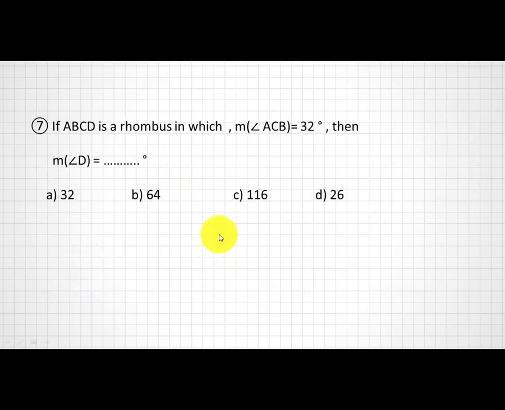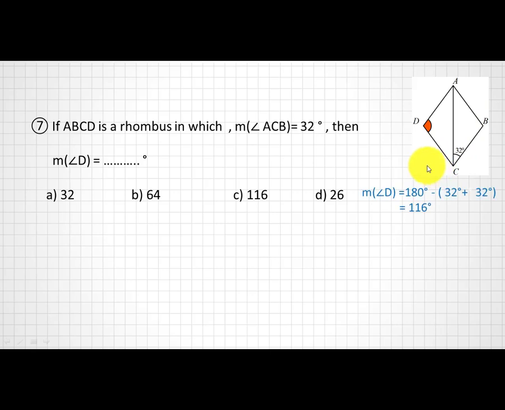Number 7. If ABCD is a rhombus in which measure angle ACB equals 32 degrees, then measure angle D equals what? I have rhombus ABCD and measure angle ACB equals 32. AC is diagonal. Bisect angle C to two equal angles. Then measure angle ACB equal measure angle ACD equal also 32. Then measure angle BCD equals, yes, 64.